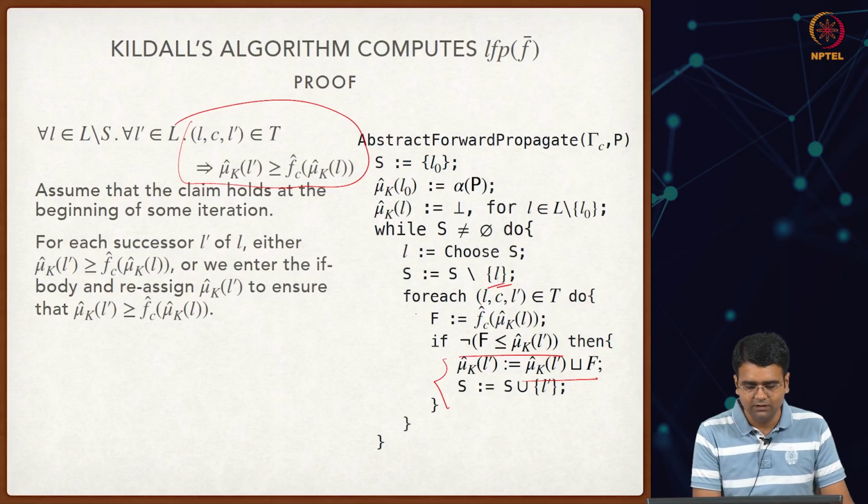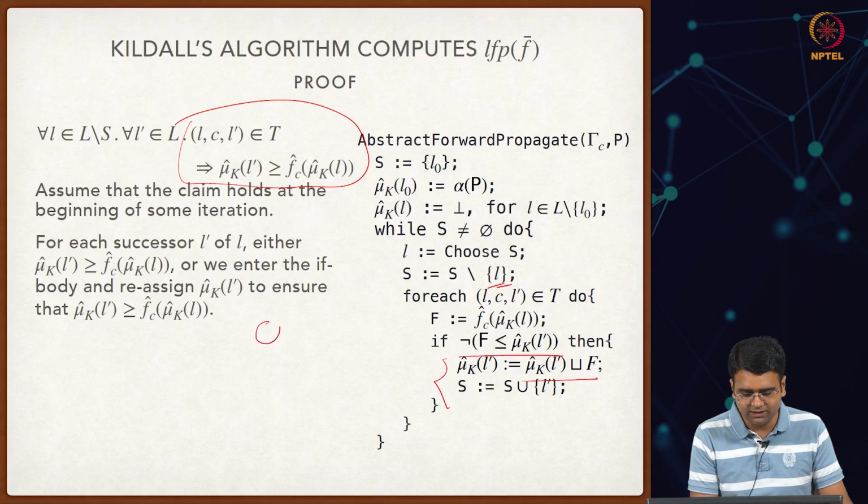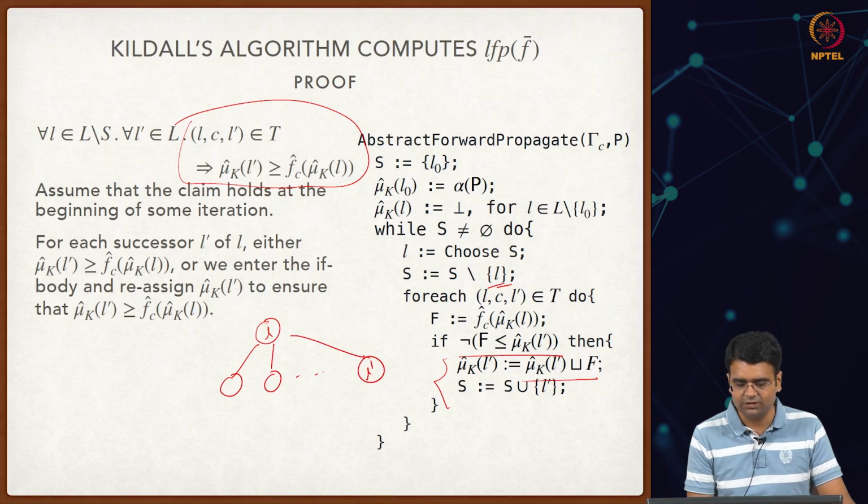Okay. So there is one more point that we need to worry about. We have shown this for the location L, but remember that in one iteration of this loop, we need to consider what all values are going to change. For every successor L prime of L, the value at that location is going to change, the mu hat k at L prime is going to change. So what happens if this L prime is a successor of some other L double prime?